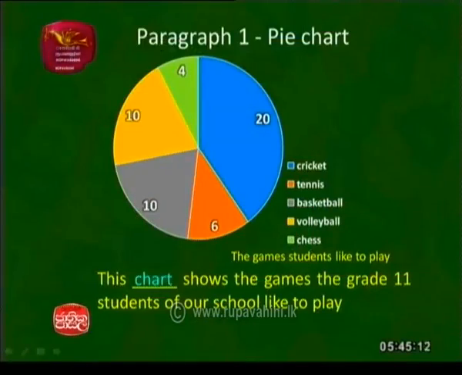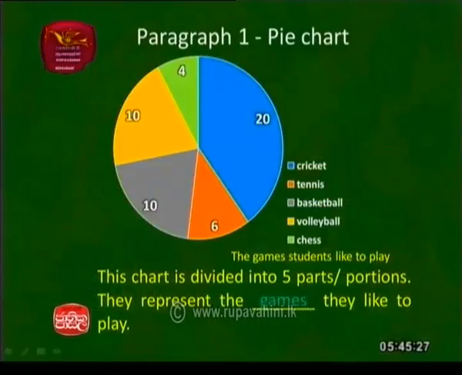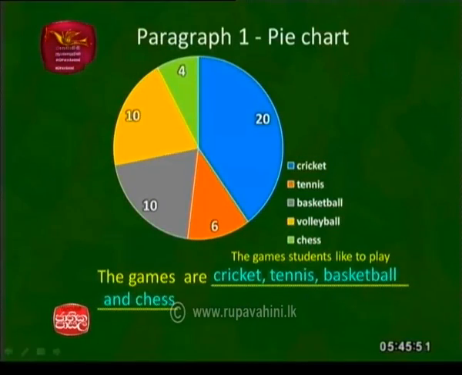Now the same information. Earlier we said this graph, but this chart shows the games the grade 11 students of our school like to play. This chart is divided into 5 parts. Earlier we said 2 axes, but here different parts. This chart is divided into 5 portions or 5 parts. They represent the games they like to play. Then again you can write the games are, the same thing, one by one.